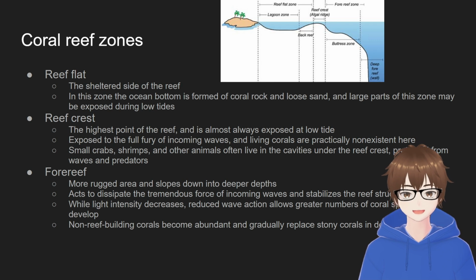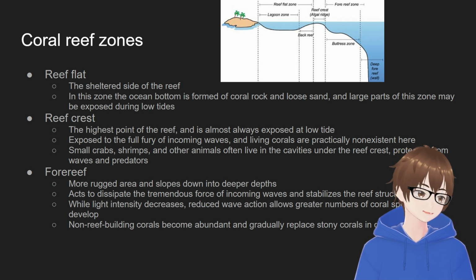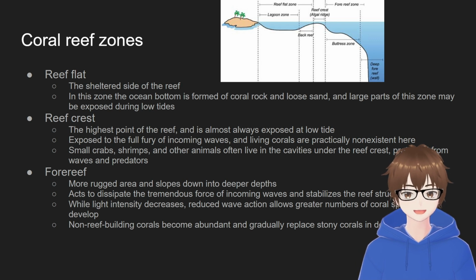Then we have the reef crest, which is kind of like the barrier reef. The reef crest is the highest point of the reef and is almost always exposed at low tide. It is exposed to the full fury of incoming waves, and living coral is practically non-existent here, but there are small crabs, shrimps, and other animals that live in the cavities under the reef crest, protected from the waves and predators.